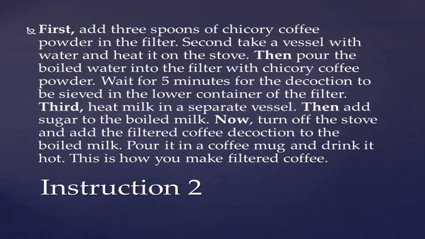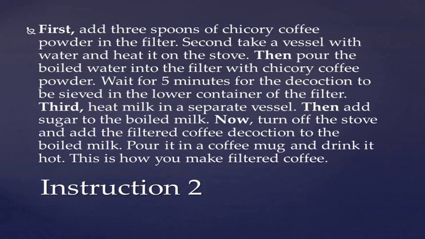Look at the second instruction set. First, add 3 spoons of chicory coffee powder in the filter. Second, take a vessel with water and heat it on the stove. Then, pour the boiled water into the filter with chicory powder. Wait for 5 minutes for the decoction to be sieved in the lower container of the filter.